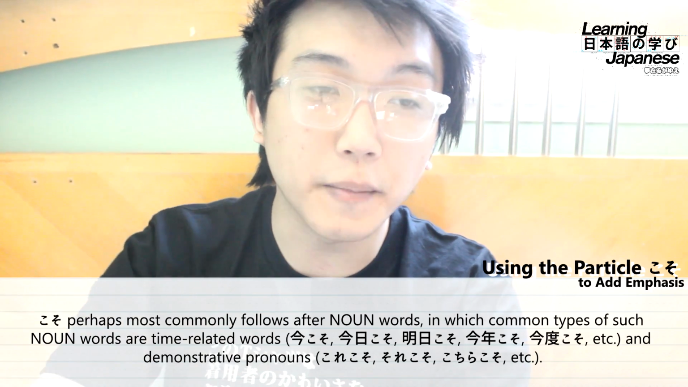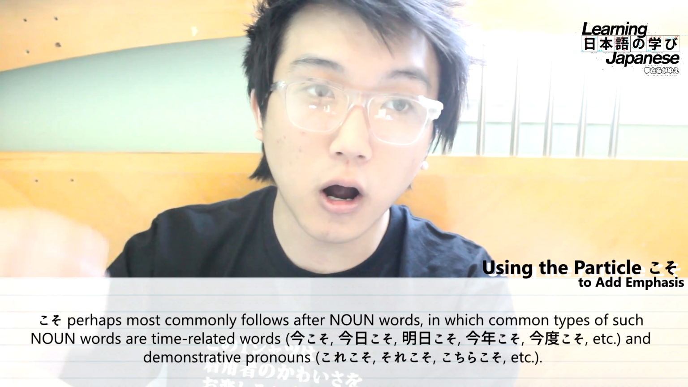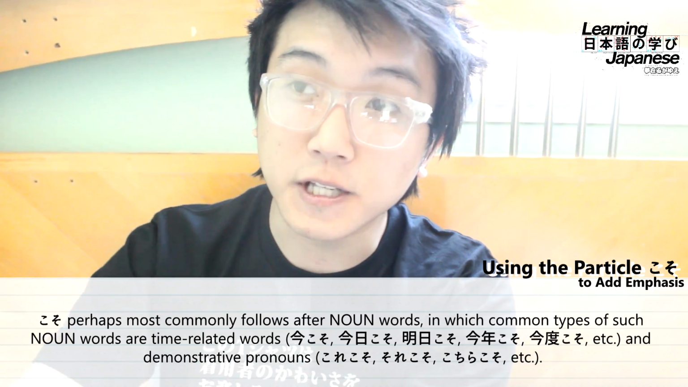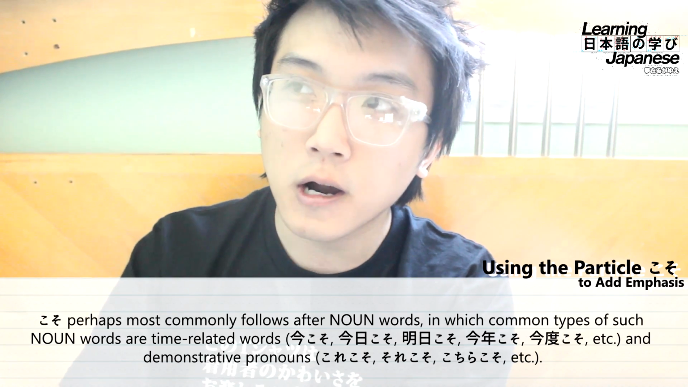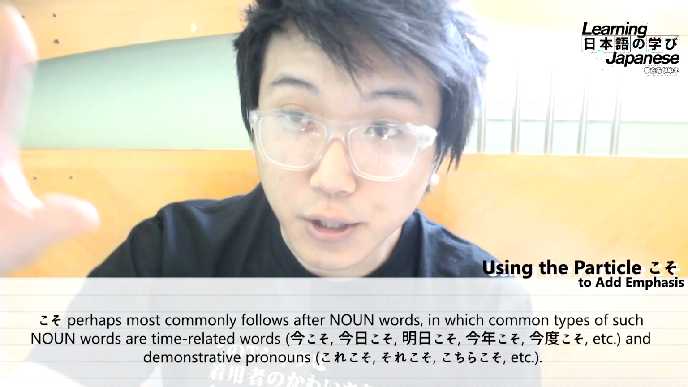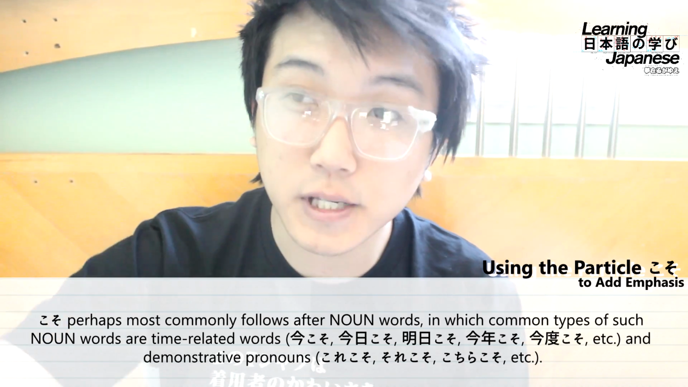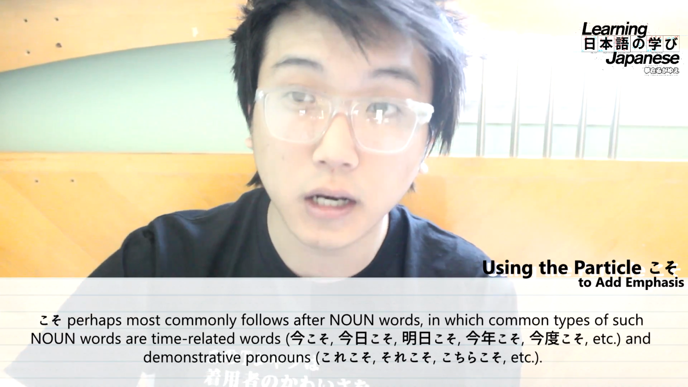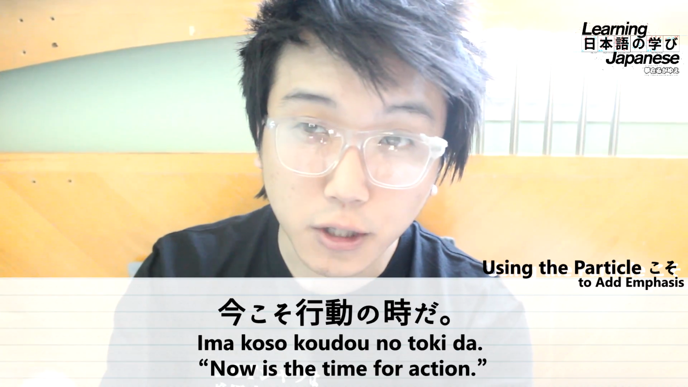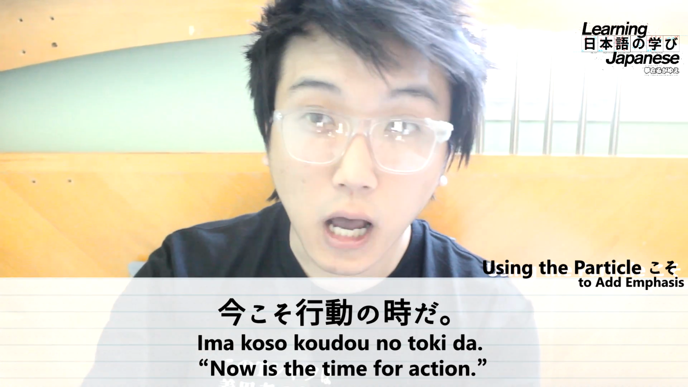Perhaps the most common thing that koso is used for is noun words, and in particular the types of noun words that are really commonly used with koso are time-related words or demonstrative pronouns. And now you're going to see some of those in the examples that we are going to cover. So for our first example sentence, we have the line "ima koso koudou no toki da." This line is actually pretty darn simple. It's just going to translate into "now is the time for action."